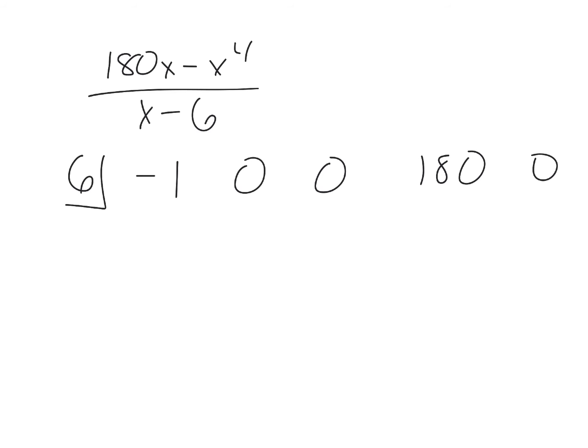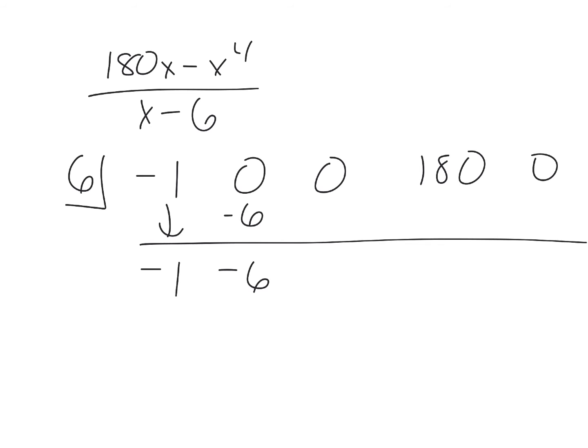180 is the coefficient for x. There's no constant, so we're going to get 0. Bring it straight down, you get -1. Multiply, get -6. Add, you get -6. Multiply, get -36. Add, you get -36. -36 times 6 is going to be -180. Add it, you get 0.